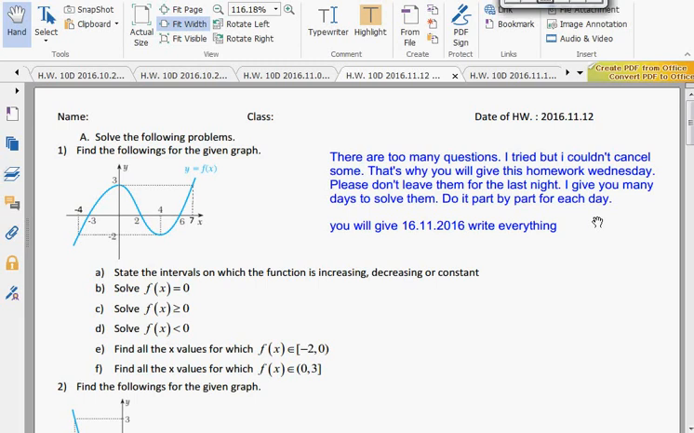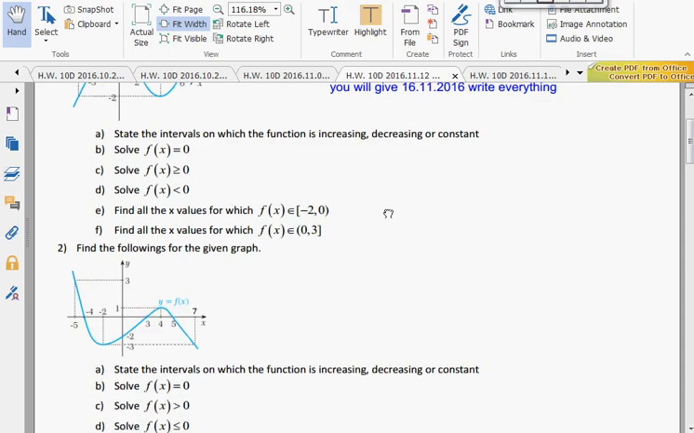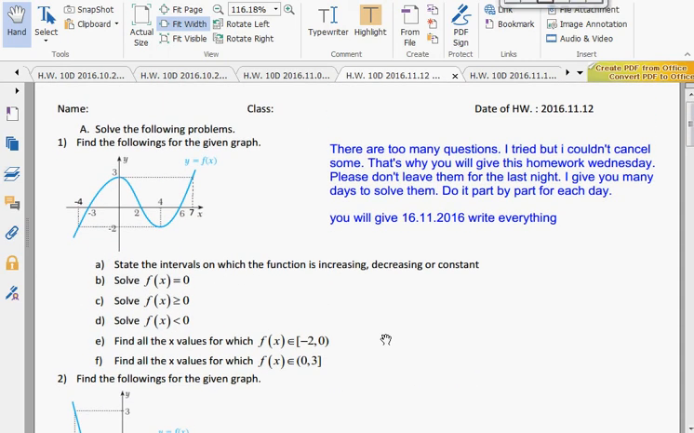Hi everybody. Right now we are going to solve some questions about the homework, which is the date of 11 and 12, 11th month, 12th date. So from this homework we will solve the first question right now. Let's do that.